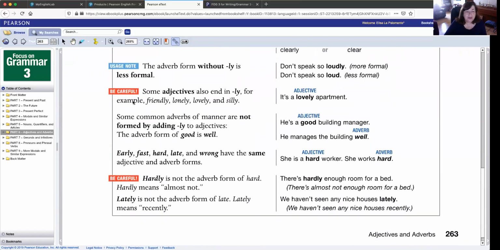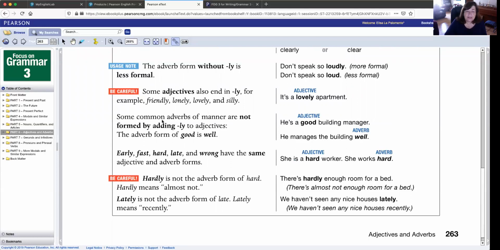Down here it tells you to be careful because some adjectives also end in ly. We talked about that before, that not all words that end in ly are adverbs. So some adjectives also end in ly, and here are some examples. The words friendly, lonely, lovely, and silly. These are all adjectives that describe nouns. For example, it's a lovely apartment, okay? But they're adjectives, they're not adverbs.